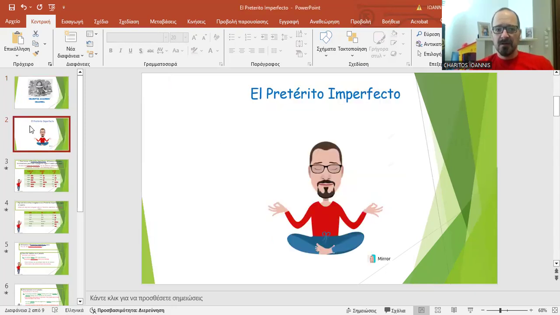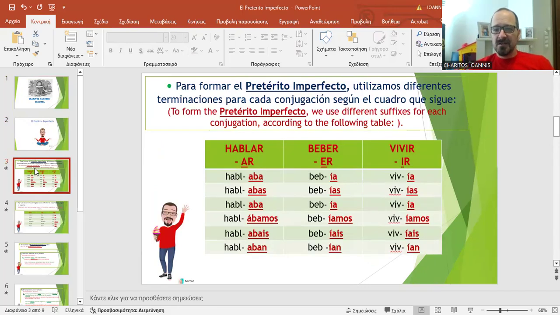I hope you are. So let's speak about el pretérito imperfecto, which is a new tense in Spanish. So, para formar el pretérito imperfecto, utilizamos diferentes terminaciones para cada conjugación según el cuadro que sigue. To form the pretérito imperfecto, we use different suffixes for each conjugation according to the following table.